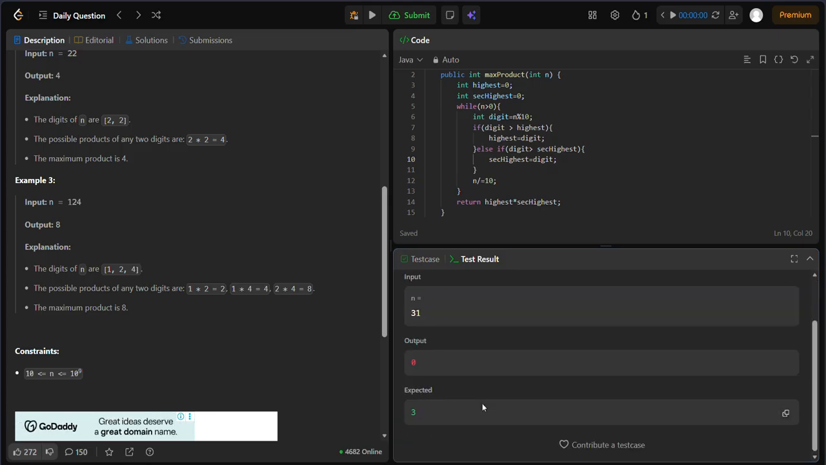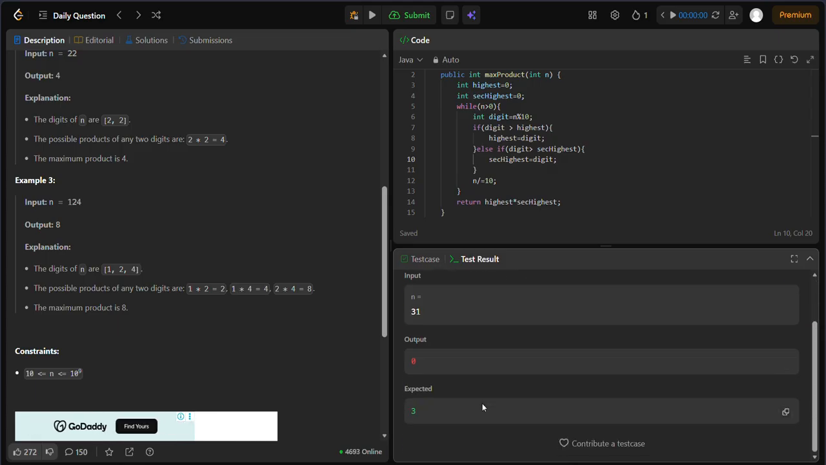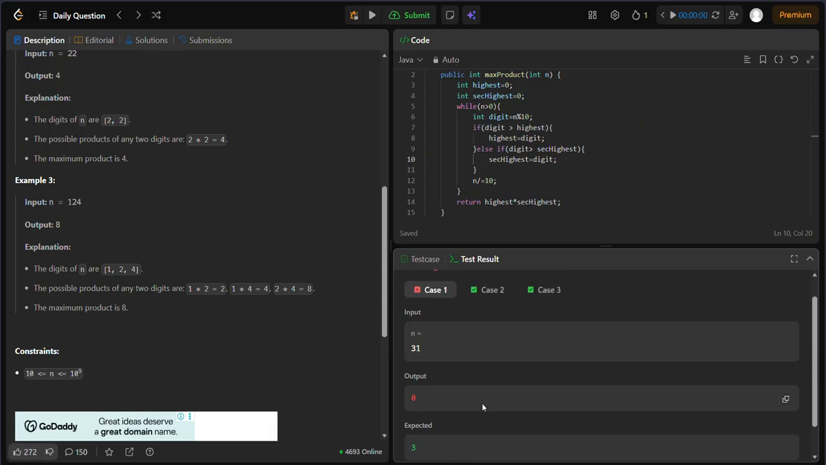Okay, what's the error now? Why is it showing 0? Highest is calculated properly, second highest is also calculated properly. Hmm, we forgot to write one condition. That is, second highest is equal to highest.